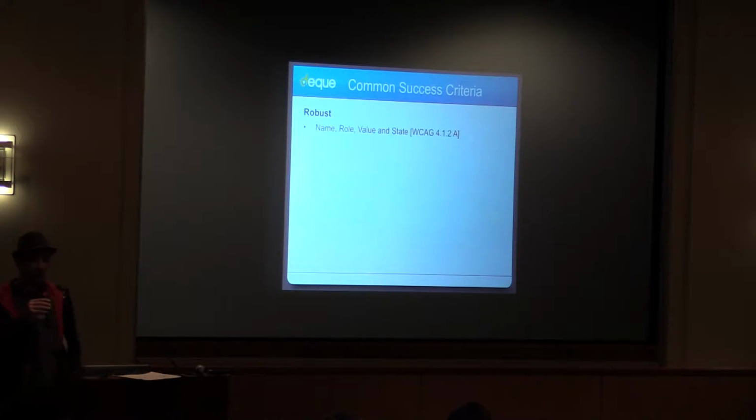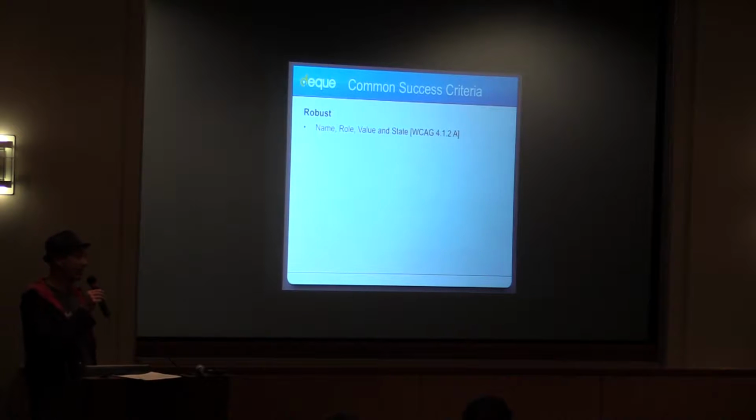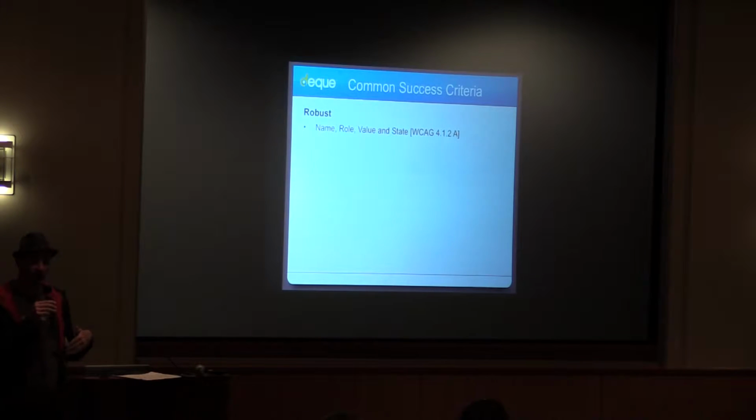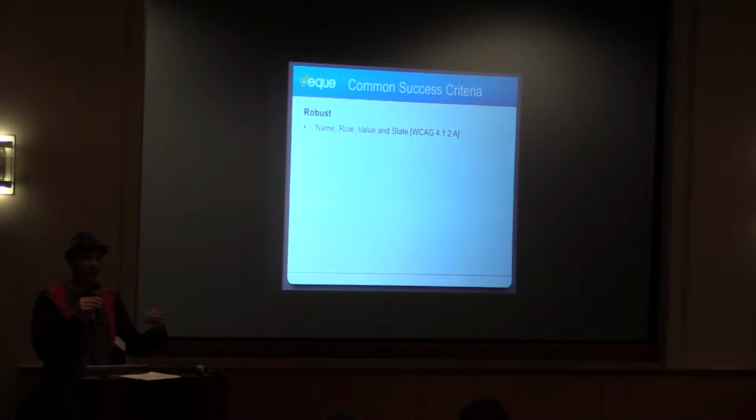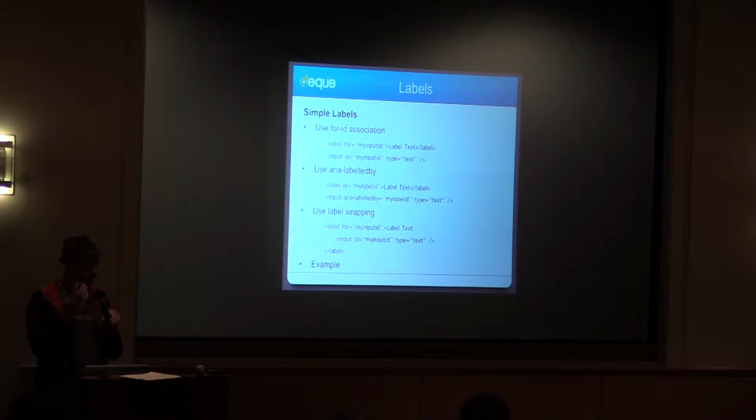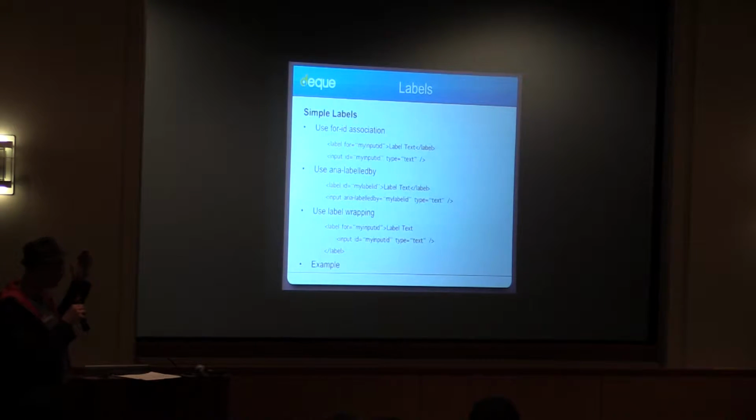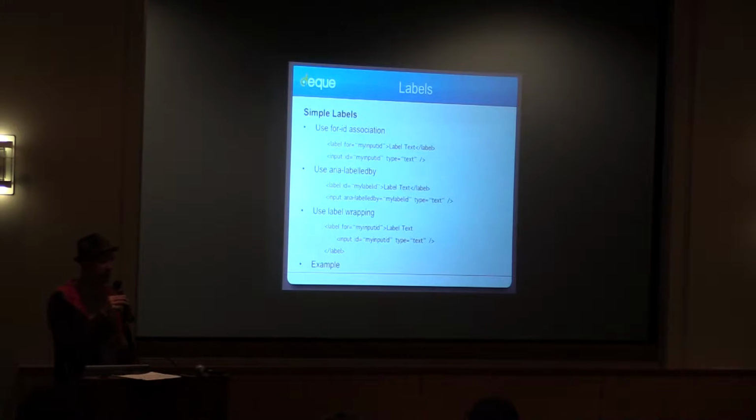And then finally, robust, and this relates mostly to making sure that the role of the elements that you're interacting with is the correct role, that the name of them is there when it needs to be there, and the value or state makes sense. And I went through that pretty quickly, but these slides will be available, and I'll go through a lot of those things in much more detail.